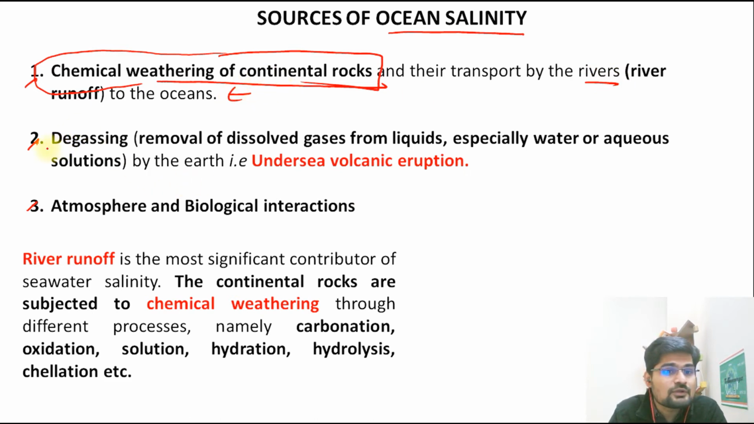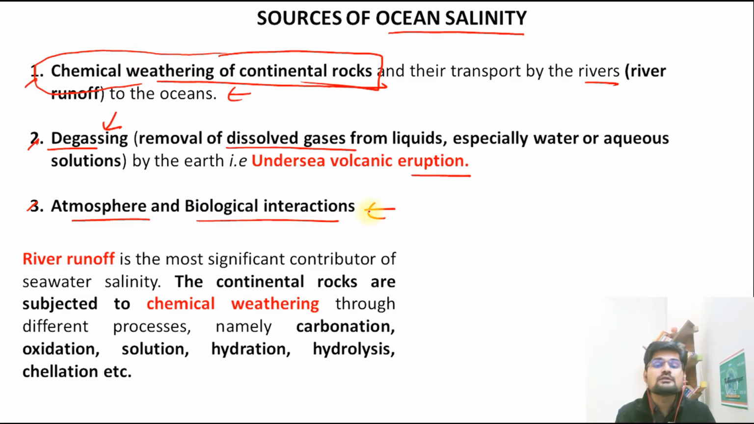Then we have the next important source, coming from within the surface of the earth through volcanic eruption, right? That is through removal of dissolved gases, and this process is called the degassing phenomenon, right? So this is important. Then atmosphere and biological interactions also lead to the creation of many ions, and those are also dissolved in water. So these are the three major sources that we need to remember, of which the biggest source is the first one, that is river runoff.